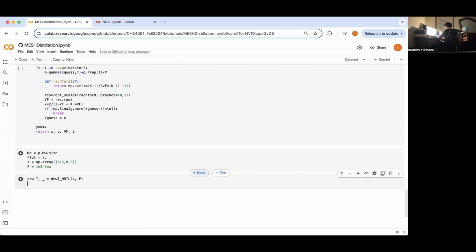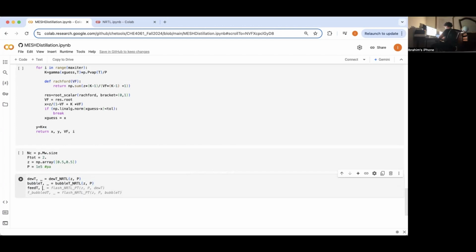Okay. So we also want to do this for our bubble temperature. For our bubble temperature, we also have our blank right here, and this will be equal to our bubble temperature and our NRTL temperature, again for our mixture and total pressure. Okay. So we also want to set up our feed temperature.